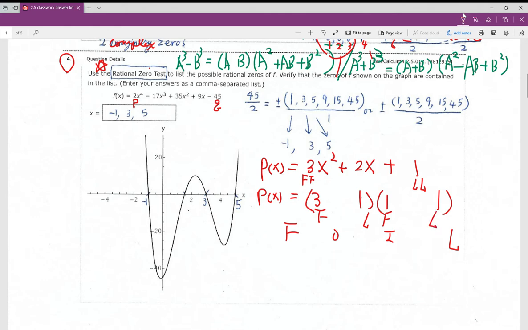Okay. And we try to adjust the outer product and the inner product. Outer product is 3 times 1. Inner product is 1. We want the middle term to be 2. That's how we learned, right? So plus 3 minus 1. You factor by FOIL. You have x.